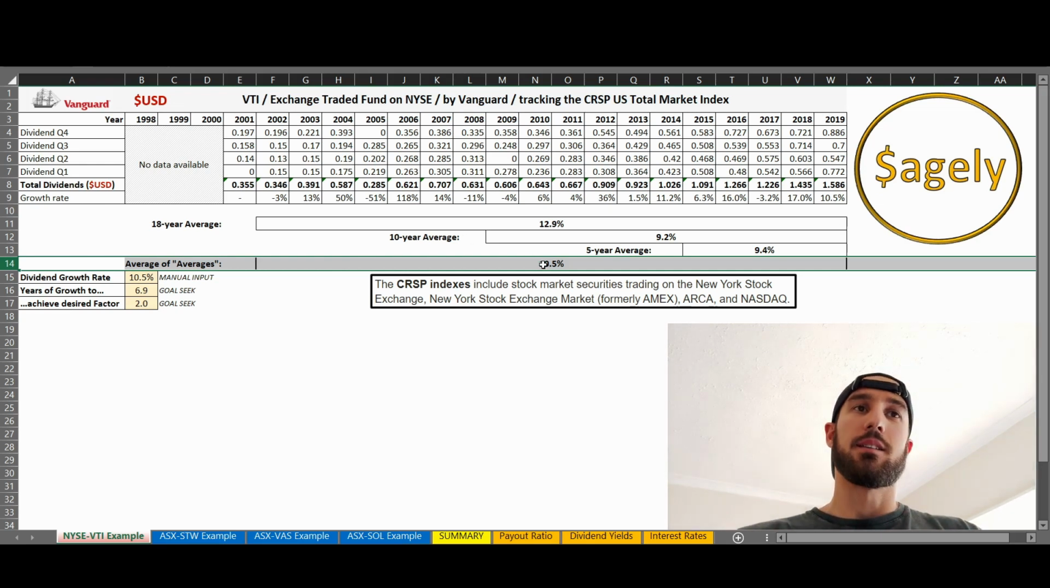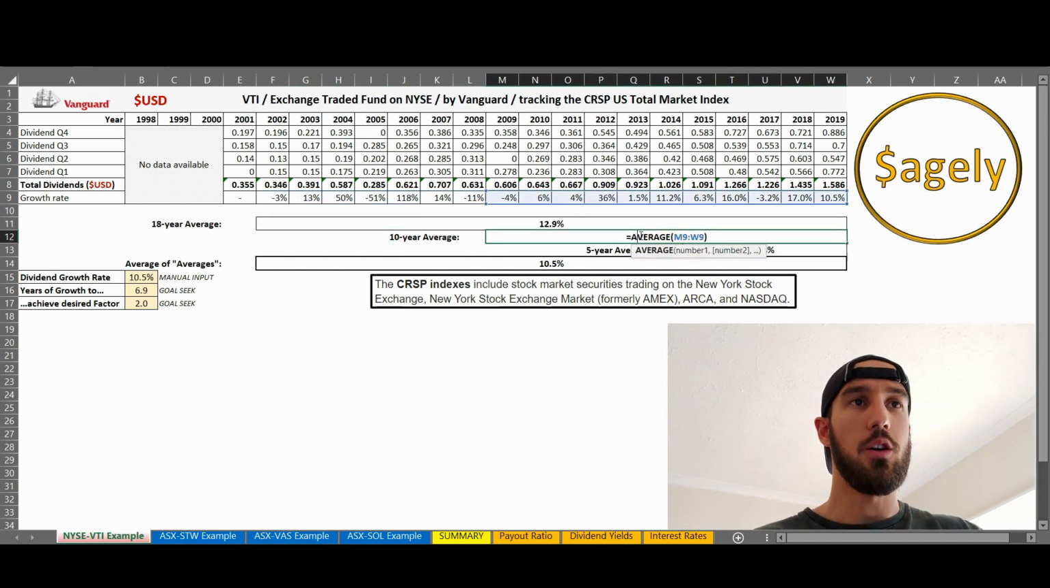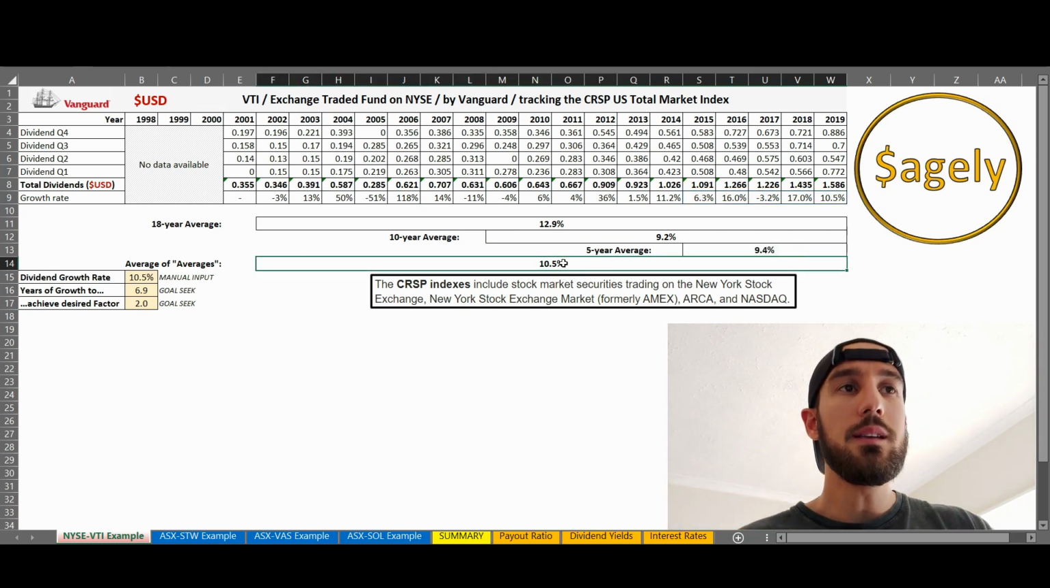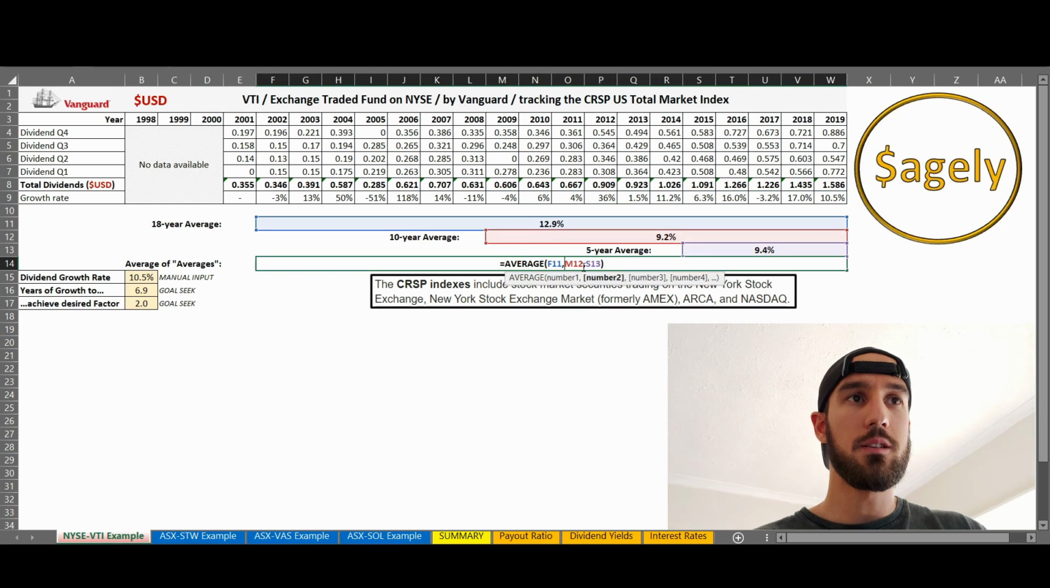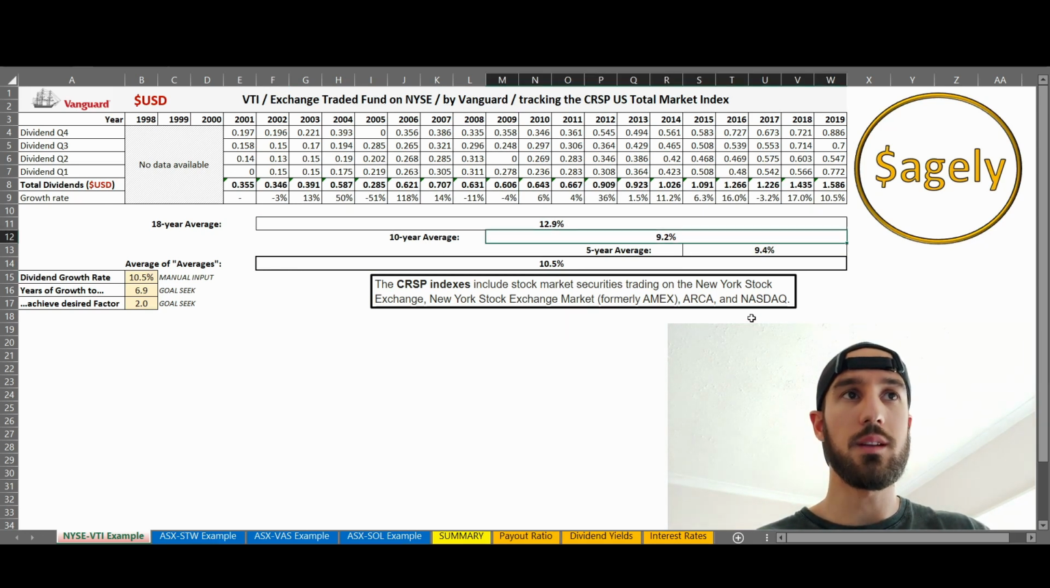So to start off with, let's take a look at the 18-year average growth in dividends. What does this actually represent? Well, from a pure data crunching perspective, if we click on that, it's just the average of the yearly growth rate over the last 18 years, the 10-year average over the last 10 years, and the 5-year average over the last 5 years. The reason why I've taken the average of these averages to get a final number that we can use becomes very apparent when you look at the 10-year average of 9.2%, okay?